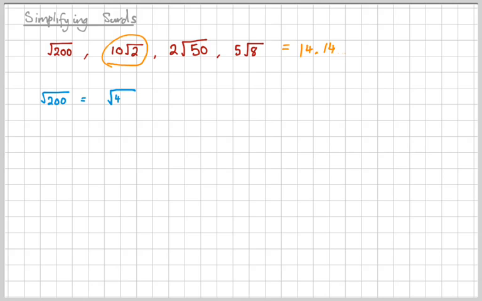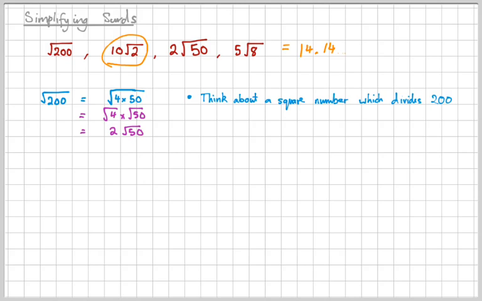We could say root 200 was the same as root 4 times 50, because 4 times 50 is 200. So what we've done there is we think about a square number which divides 200. In this case, 4 is a square number and it divides 200. So we split this up as root 4 times root 50. Now the square root of 4 is 2, so it's 2 root 50. And you can see that's one of the surds in the list at the top there. So 2 root 50 and root 200 are the same.